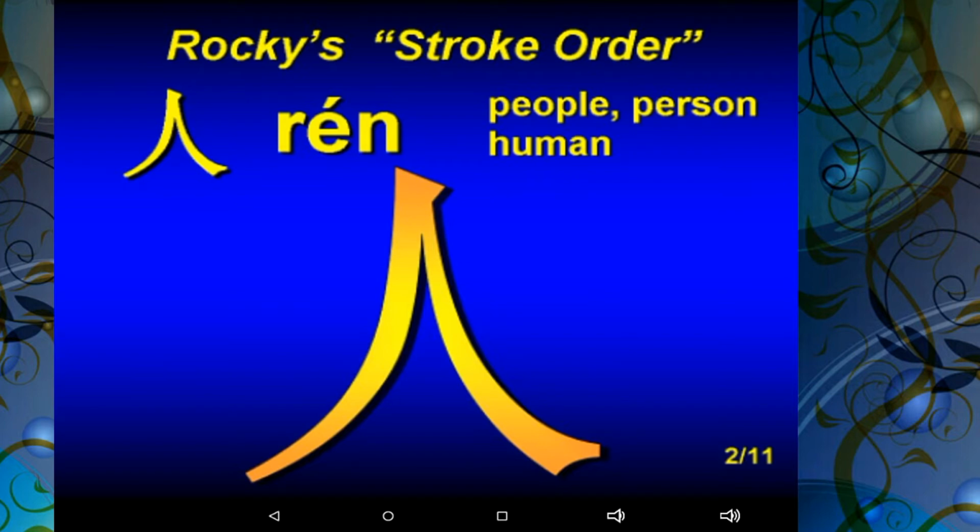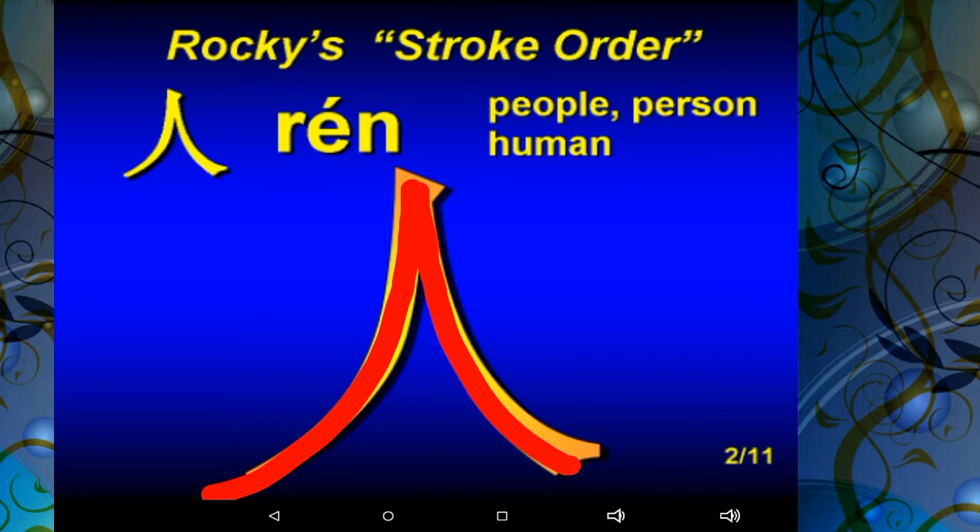Let's look at our very first character, and I want to concentrate this time on stroke order. Now, this very first character only has 2 strokes. Okay, so it's actually very simple, but nonetheless, we still must follow Rocky's stroke order. And how do we do this? We start at the top, and then slide down to the left. Once again, start at the top and slide down to the right. Those are strokes 1 and 2.